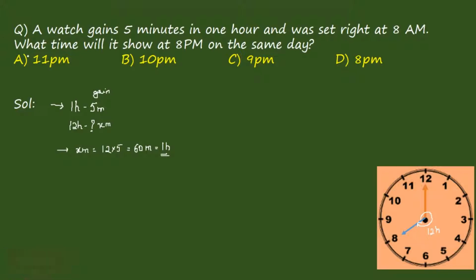Then it is asking what time the watch will show at 8 p.m. At 8 p.m., the 1 hour gain will also be added. It becomes 9 p.m., so it will be showing 9 p.m. So the answer is option C.